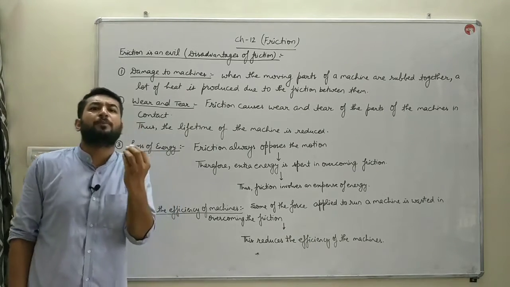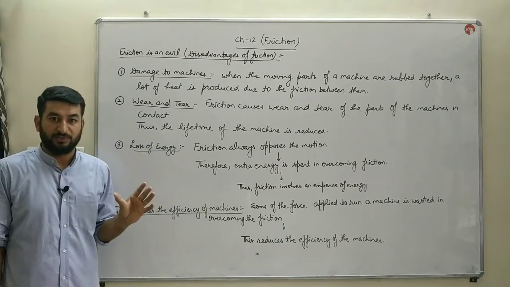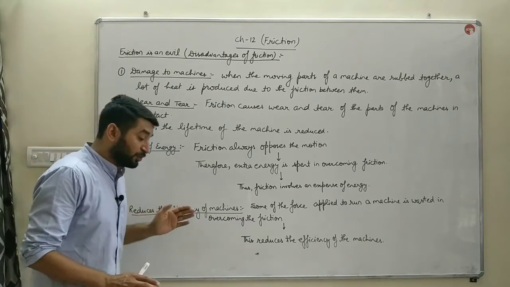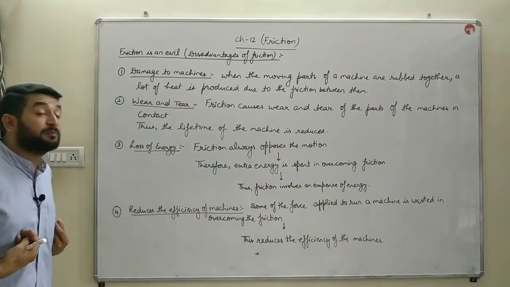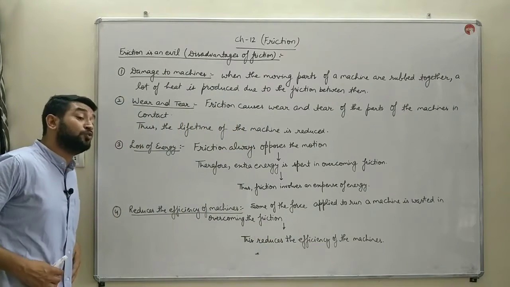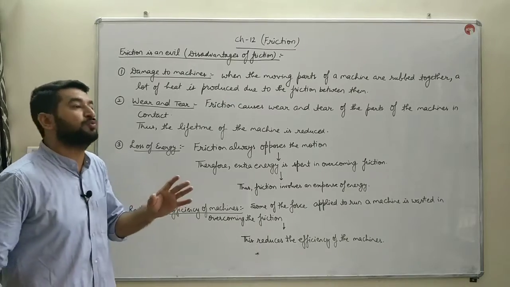Friction always opposes the motion. So if I want to move on the ground and there is friction between the ground and me, that will always oppose my motion. So I have to exert a fixed amount of force to move.